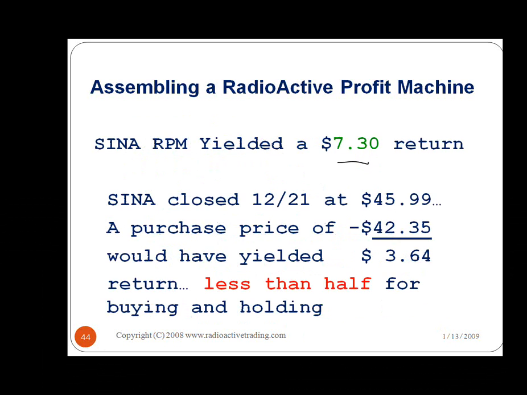But let's just say that I saved money. Let's just say that I decided instead to just buy the stock and sell the stock without any protection at all. Well, in the same time frame, I would have picked up the stock at $42.35 and sold it on the same day, December 21st expiry, at $45.99. I would have made $3.64, instead of making twice as much. Now, it's less than half if I'd have bought and held in the same time frame.